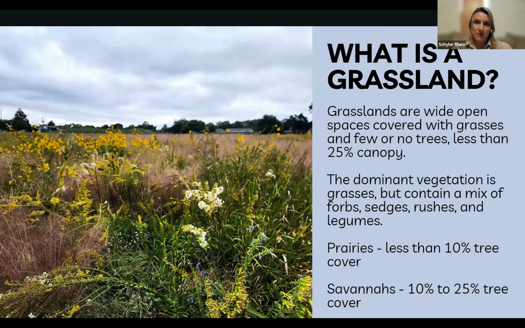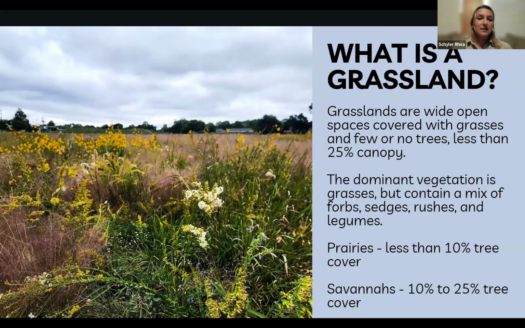So here in North America, we have what is considered temperate grasslands versus other areas of the world that have what's considered tropical grasslands. And the main difference between the two is that temperate grasslands do have a cold winter and warm summers, and then some rainfall throughout the year, where tropical grasslands tend to be warmer, drier, and wetter.